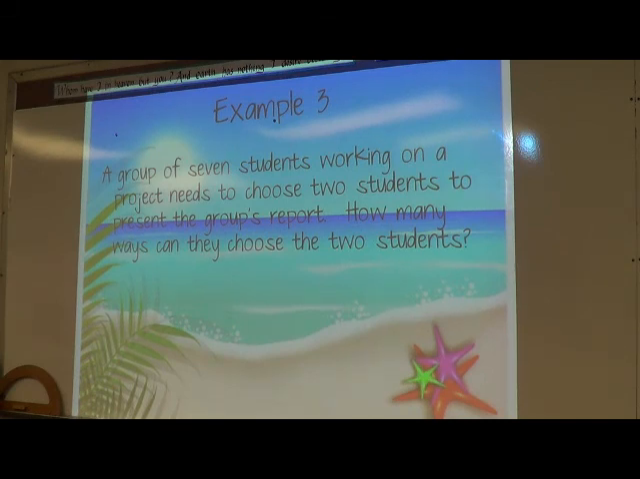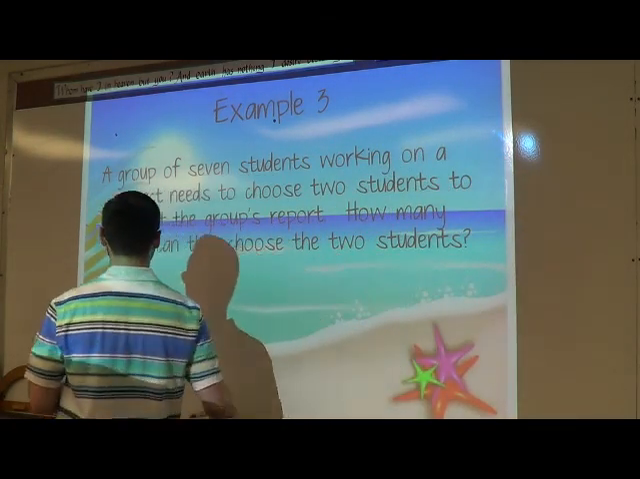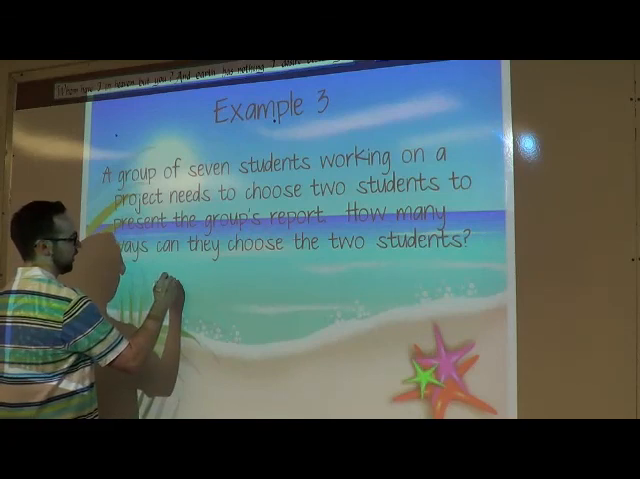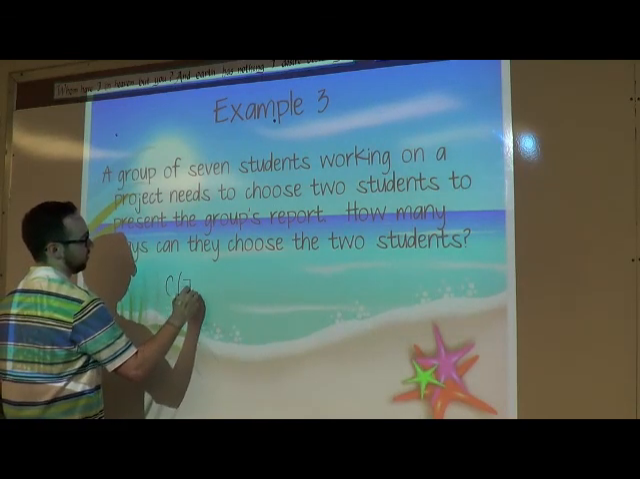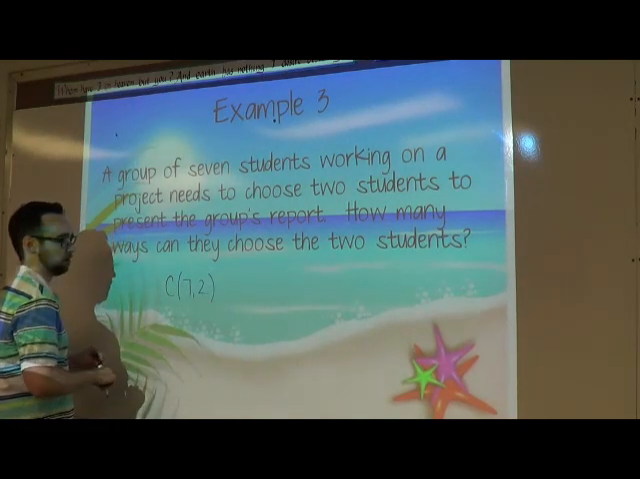Well, does it matter how you choose the students or which student comes first or second? It doesn't matter, does it? It matters which 2 students. So here the ordering doesn't matter. So we say we're going to use a combination of 7 students choosing 2 of them.